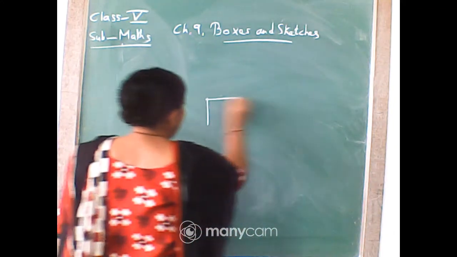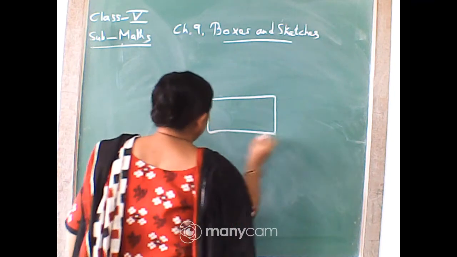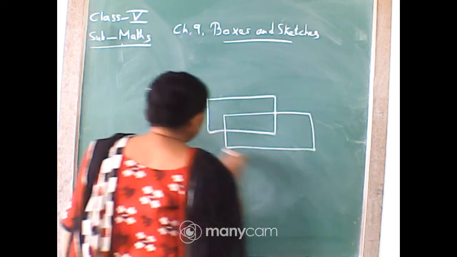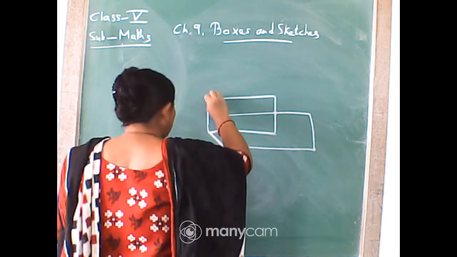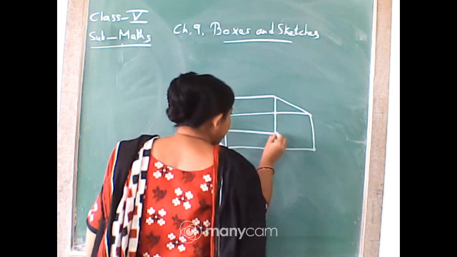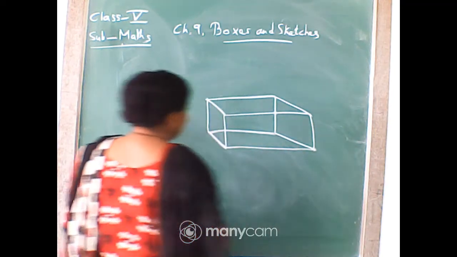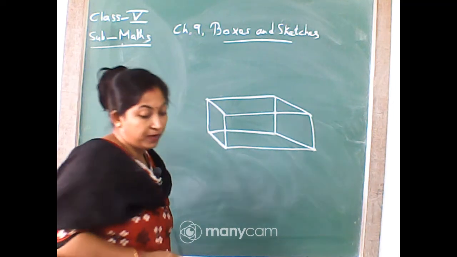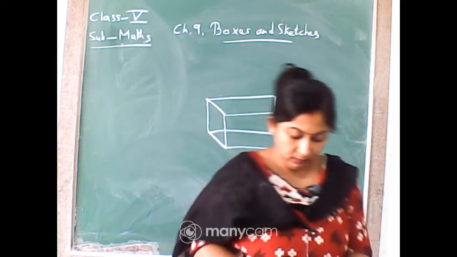Just draw two rectangles and then match the two rectangles with the corners. This will give you the three-dimensional shape or the deep drawing of a box.